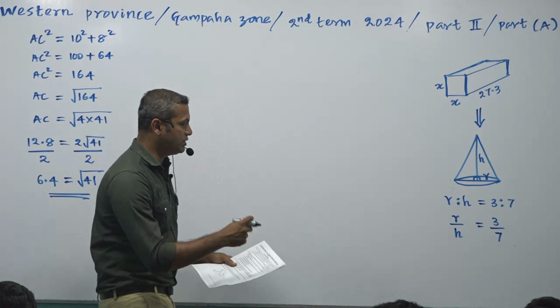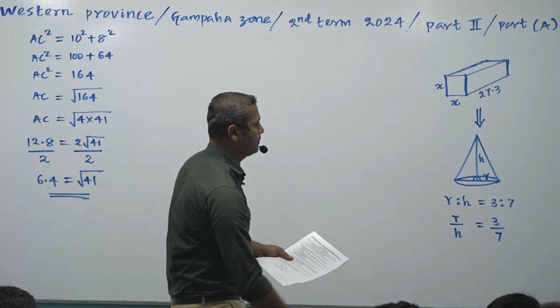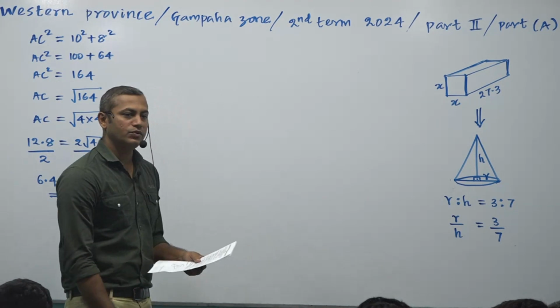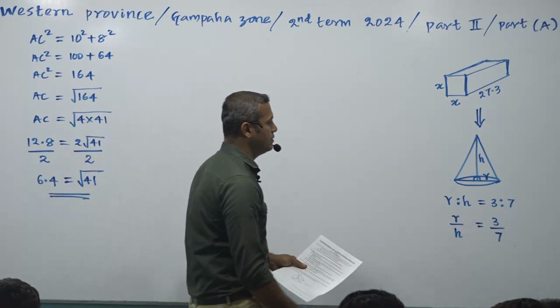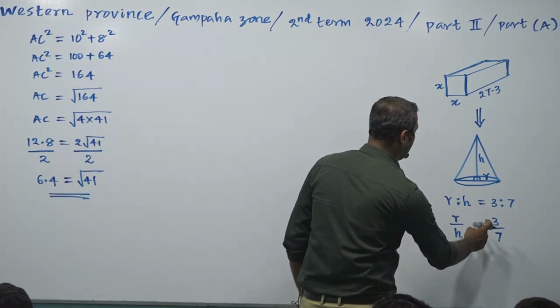Radius to height is 3:7. Okay, then R over H equals 3/7.